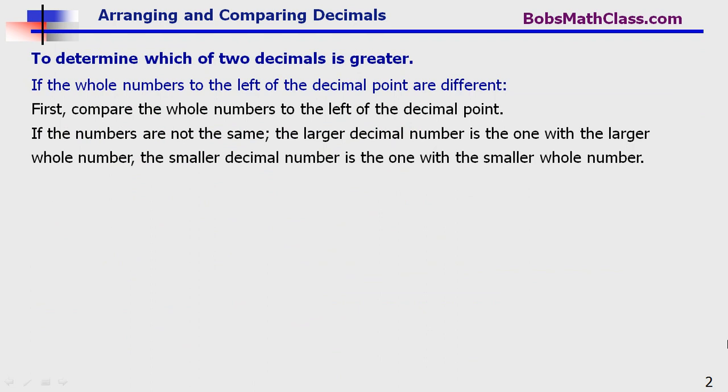Okay, to determine which of two decimals is greater, first, compare the whole numbers to the left of the decimal point. If the numbers are not the same, the larger decimal number is the one with the larger whole number. The smaller decimal number is the one with the smaller whole number. So to figure out which one is larger, look at the whole numbers. The one that has the larger whole number is the larger value. The one that has a smaller whole number is the smaller value.